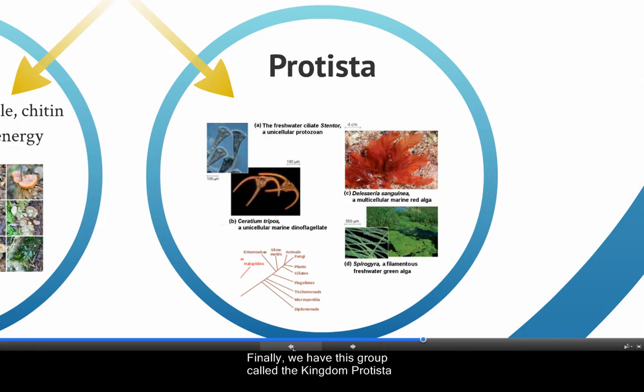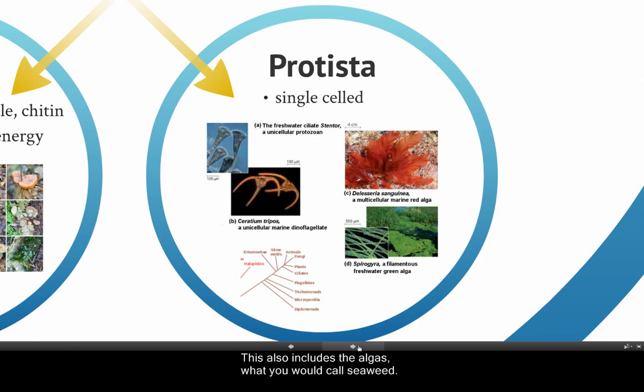Finally, we have this group called the kingdom Protista, and this is a hodgepodge. It really isn't a true kingdom anymore. It's going through reclassification right now. But right now it includes all the different single-celled organisms. And we've got plant-like single-celled organisms, animal-like single-celled organisms, and fungi-like single-celled organisms. And this also includes the algae, what you would call seaweed. So being single-celled is the one thing that all of this group has in common. Over the next 10, 20 years, you're going to see this group be completely reclassified.